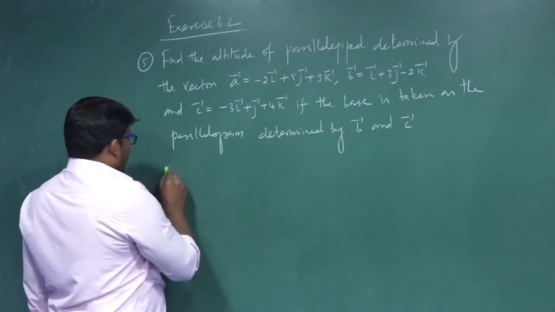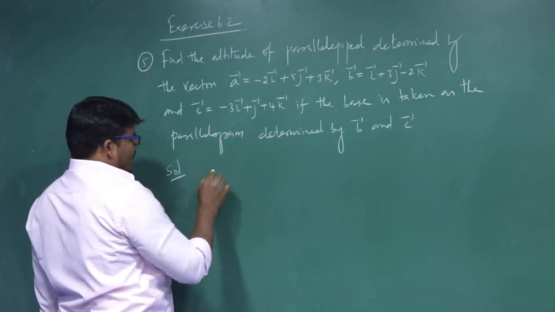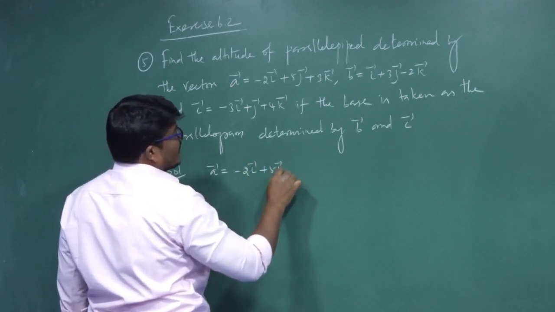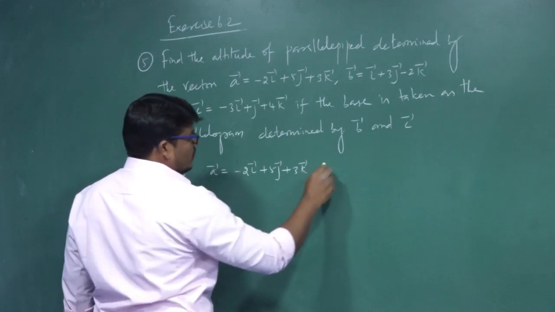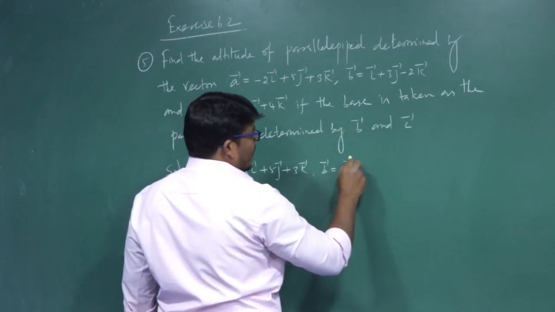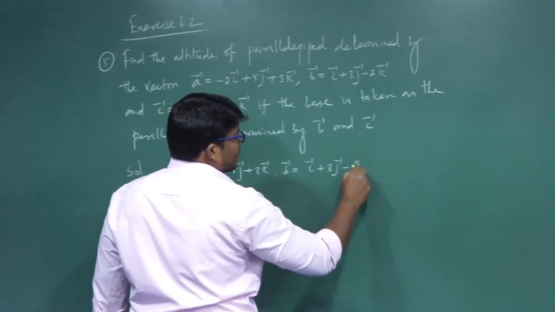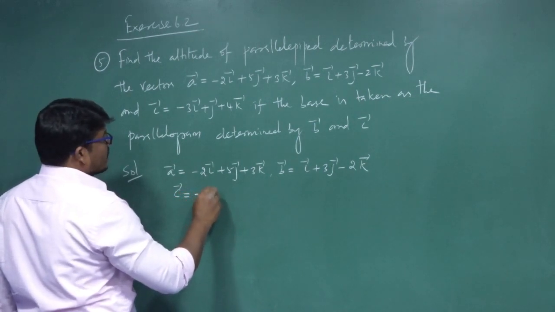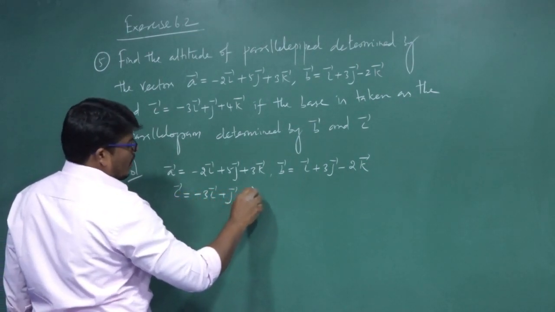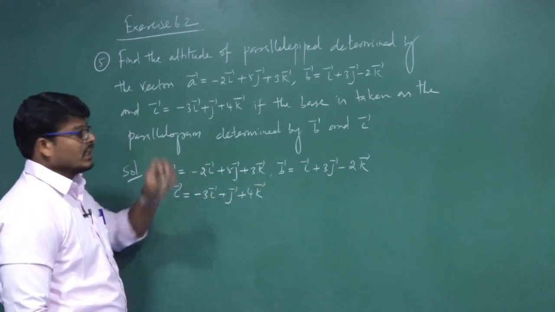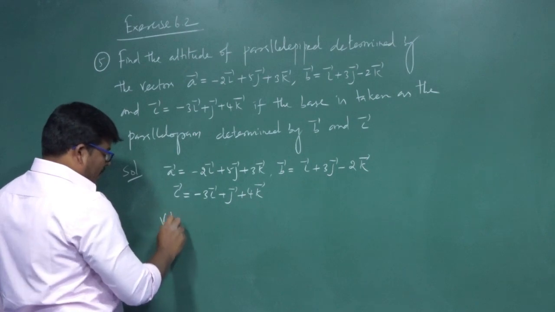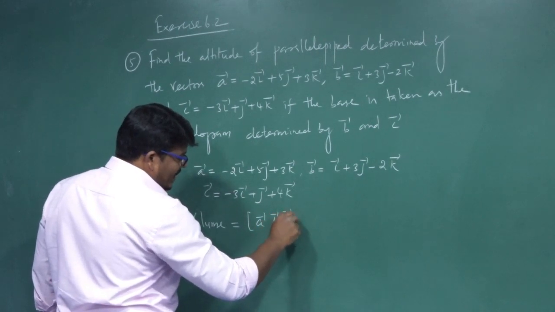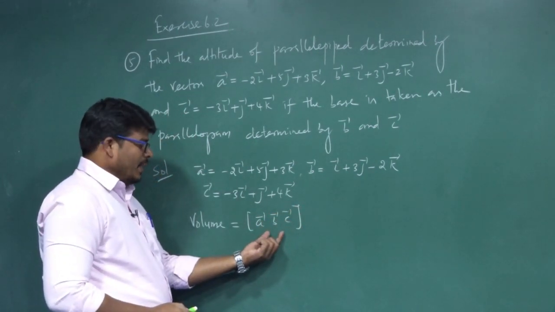First, given the edges: A = -2i + 5j + 3k, B = i + 3j - 2k, and C = -3i + j + 4k. First find the volume of the parallelepiped, which is the box product of A, B, C.